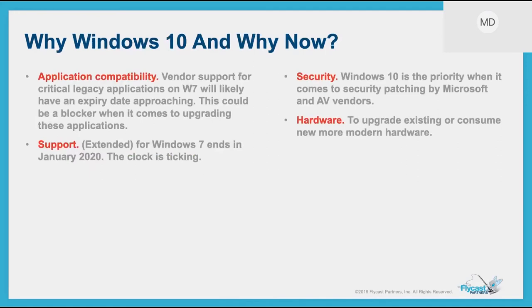So let's talk about why Windows 10 and why now. Well, there are a couple of bulletins here that I'm sure a lot of you can relate to. Application compatibility: more than likely you have versions of applications expiring and reaching end of life and end of support. So that becomes a compatibility issue and a security concern. Speaking of security, Windows 10 is the priority when it comes to security patching and Microsoft and AV updates. So the focus today for a lot of organizations is to make sure that platform is secure and they're building applications for that platform. Obviously, support for Windows 7 ends in 2020, and we know how time flies. So that clock is ticking, so be aware of that.